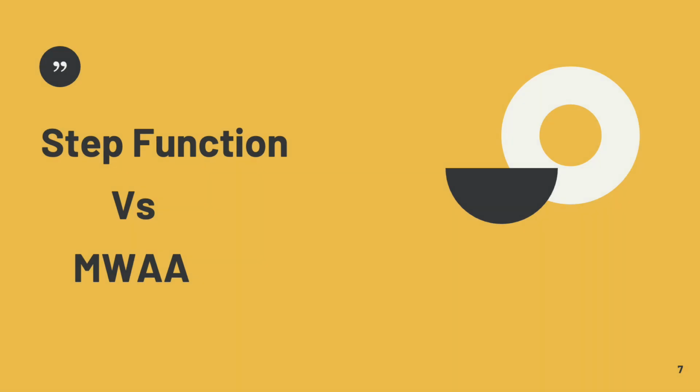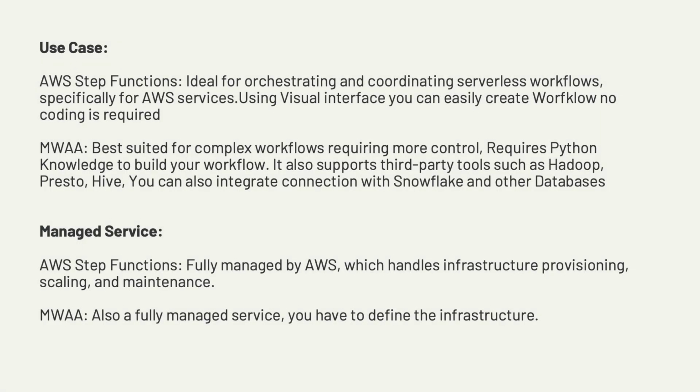So far, we have discussed what is AWS Step Function and MWAA. Now, we will discuss which is suitable for your particular business case. AWS Step Function is ideal for orchestrating and coordinating serverless workflows, specifically for only the AWS services. Using the visual interfaces, you can easily create workflows. Coding knowledge is not required.